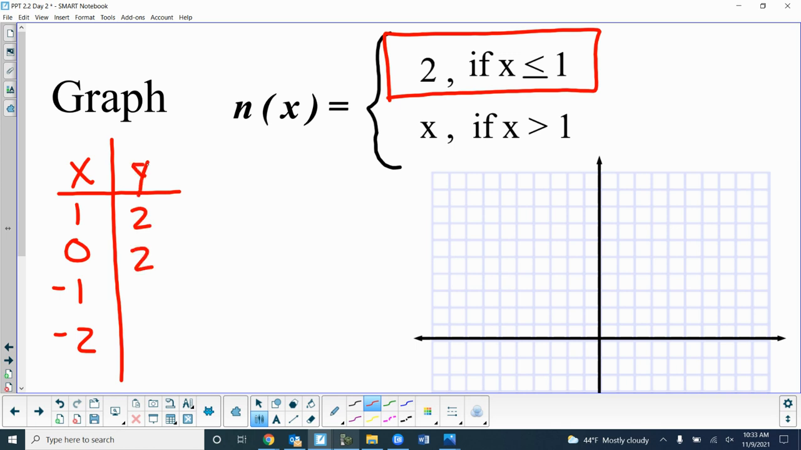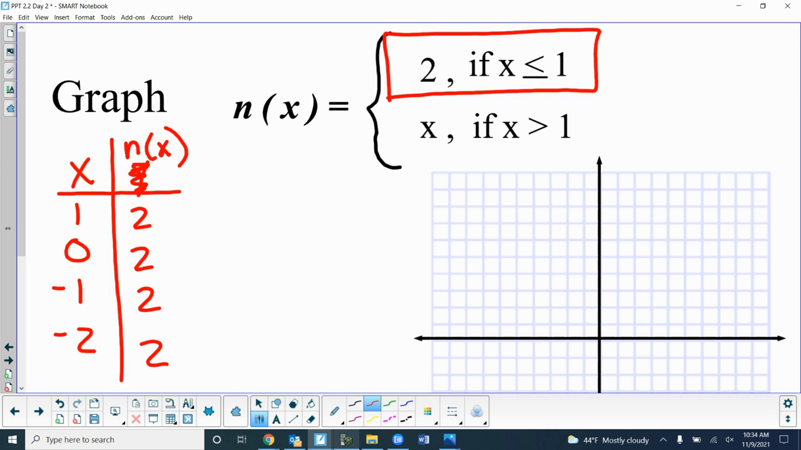Or I guess it's not y, we're using n of x, right? What's it say? When x is less than 1, what's the answer? 2. What is then the 1 and the 0 and the negative 1? What's that say above there? N of x equals 2, comma, if x is 1 or less. So all these numbers are 1 or less. So what's the answer? 2. All right? Good question. Making sense?